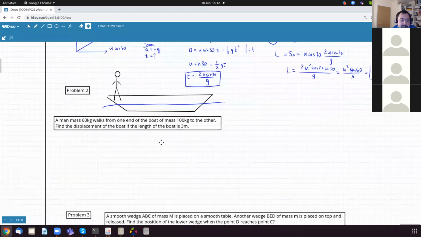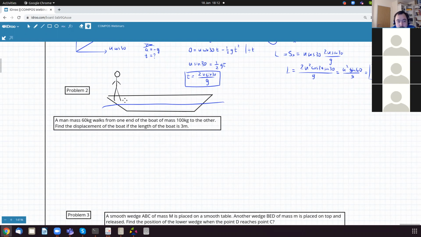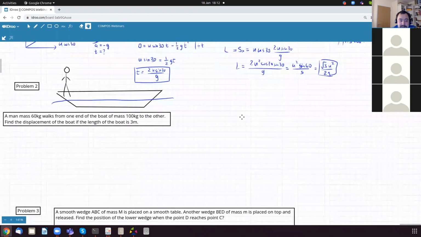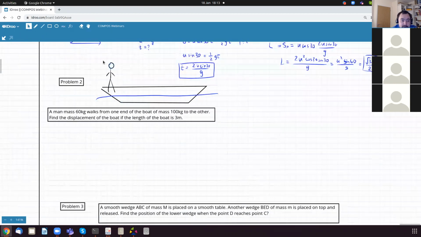Okay, a man of mass 60 kilograms walks from one end of a boat of mass 100 kilograms to the other. Find the displacement of the boat. So in order to walk to the right, the person needs to apply a force on the boat to the left. So to understand the physics, when you walk, you push the ground backwards and the ground pushes you forward.